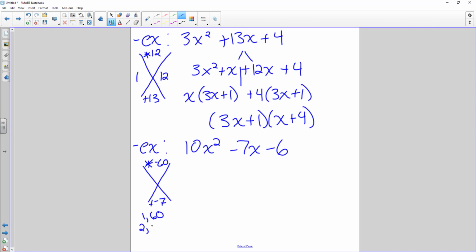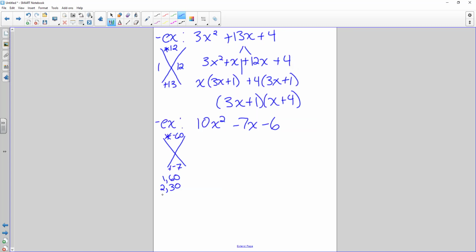Doesn't add or subtract. 2 and 30, that's not going to work. 3 and 20, 4 and 15, that's not going to work. How about 5 and 12? So that's a difference of 7. Let's see if that works. 5 and 12.